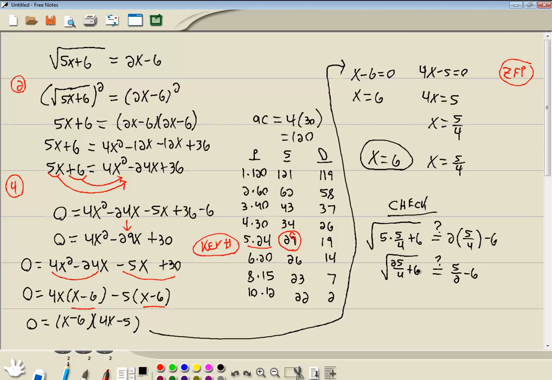This is a mixed number form. 6 times 4 is 24, plus 25 is 49 over 4. This is also a mixed number form. Negative 6 times 2 is negative 12, plus 5. Negative 12 plus 5 is negative 7/2. And 7 times 7 gives you 49. 2 times 2 gives you 4, so that gives us 7/2. And 7/2 does not equal negative 7/2. So that one does not check. So our only answer is x equals 6.